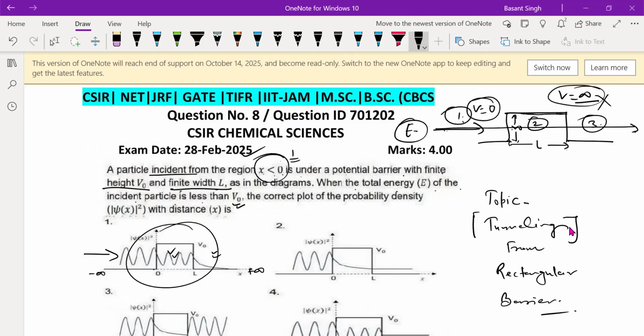So in this region, energy is greater than potential. In this region, energy is less than potential, and in this region, energy is again greater than potential. So there are three regions, and all have different combinations of energy and potential.